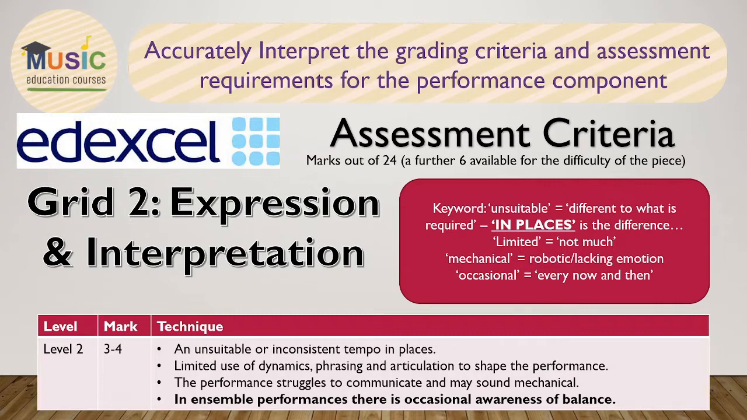The performance struggles to communicate and may sound mechanical, so it's robotic. In other words, lacking emotion. And in ensemble performances, there is occasional awareness of balance. Occasional just means every now and then. Occasional, just like few. If I've got my assessment spreadsheet in front of me using shorthand, I always count 3 or more.